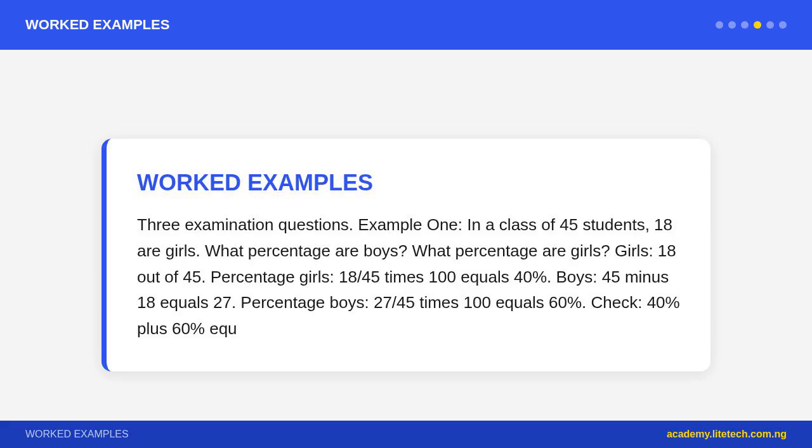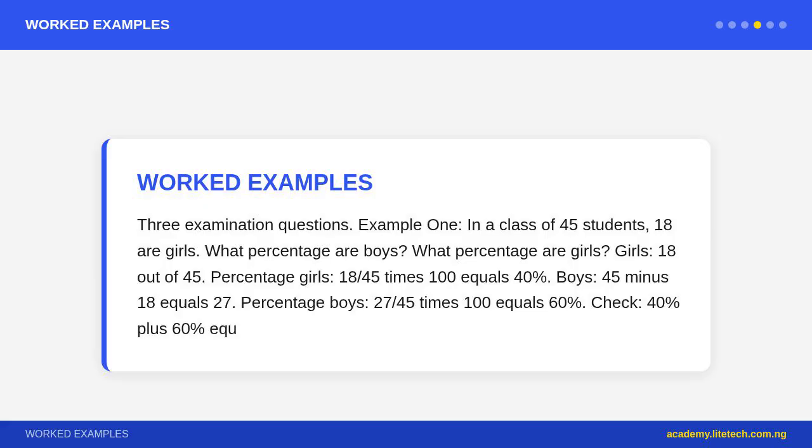Three examination questions. Example 1: in a class of 45 students, 18 are girls. What percentage are boys? What percentage are girls? Girls: 18 out of 45. Percentage girls: 18 over 45 times 100 equals 40%. Boys: 45 minus 18 equals 27. Percentage boys: 27 over 45 times 100 equals 60%. Check: 40% plus 60% equals 100%.